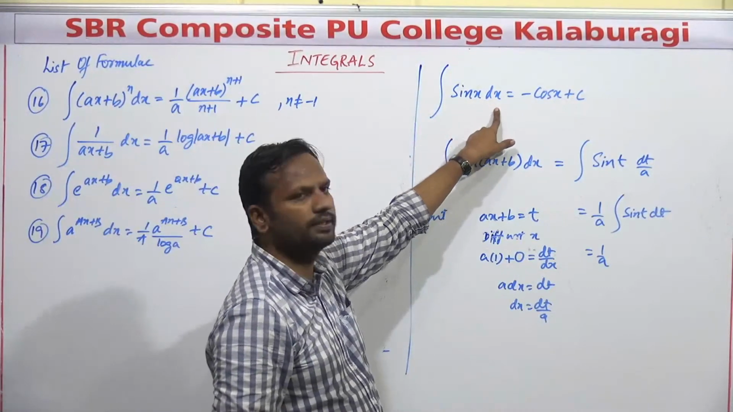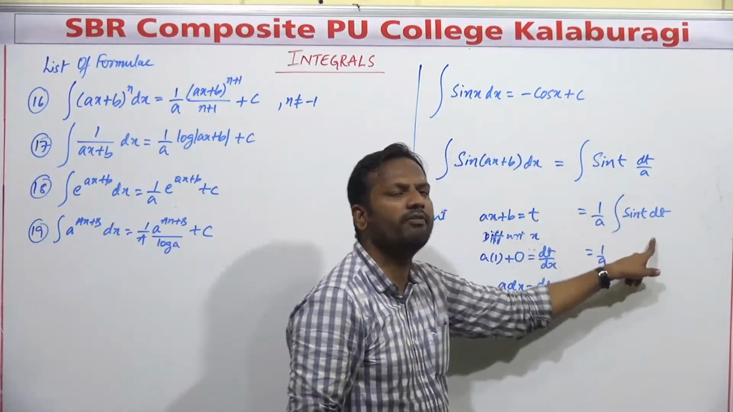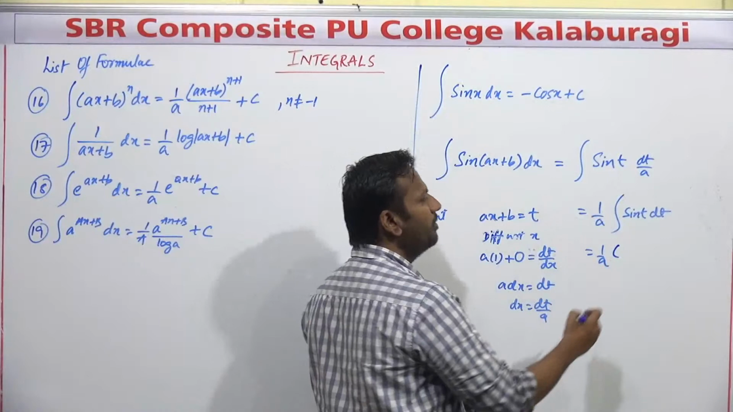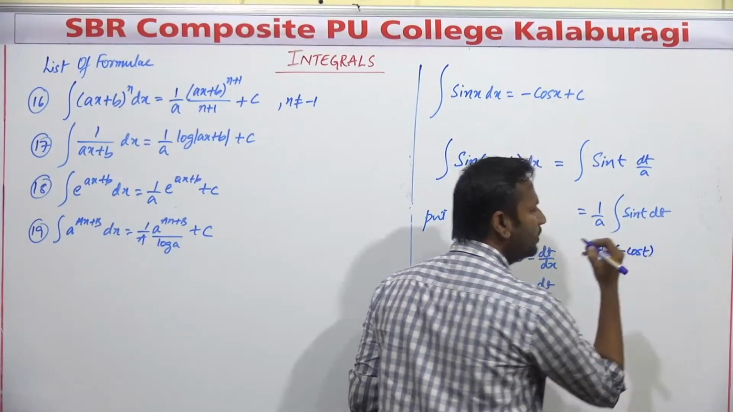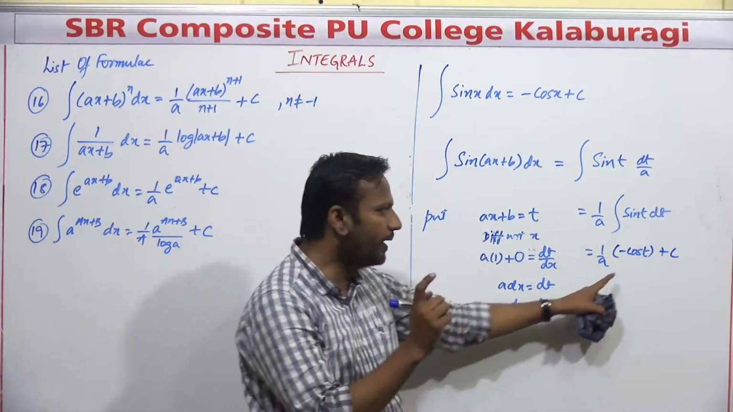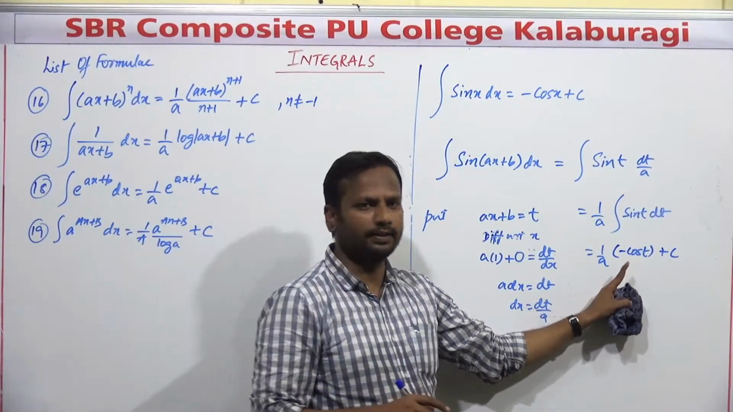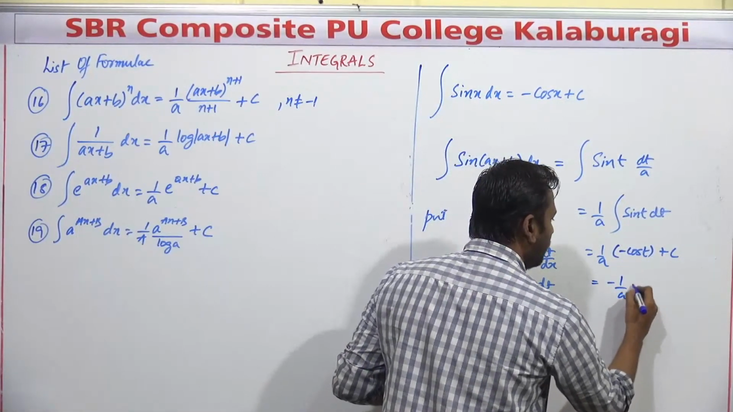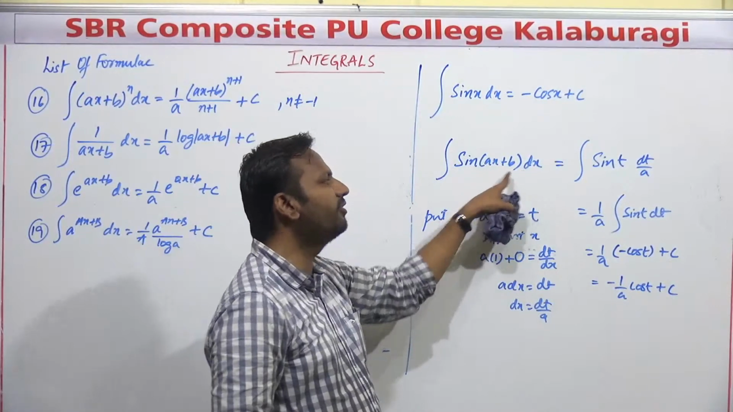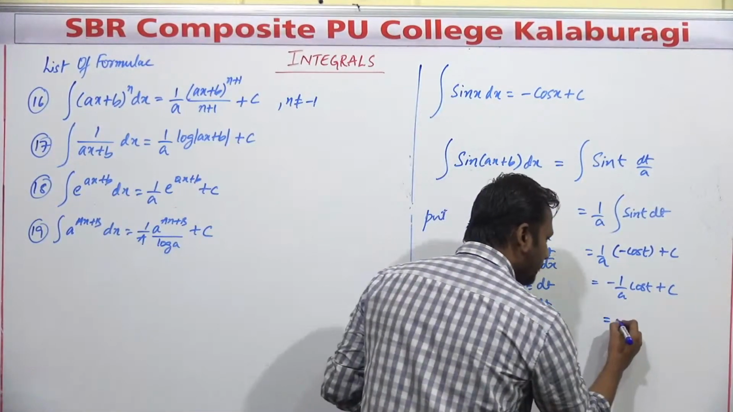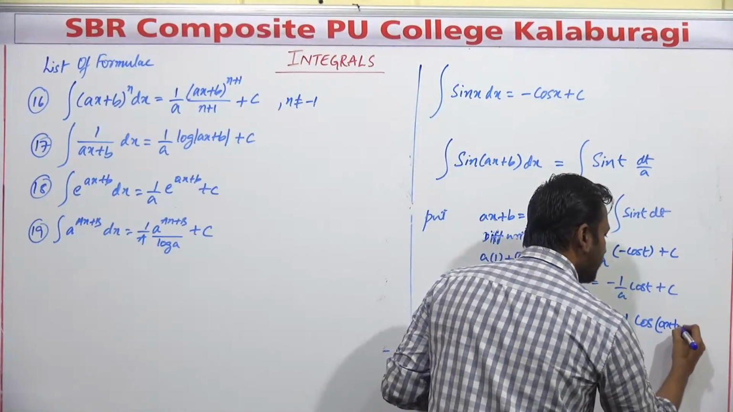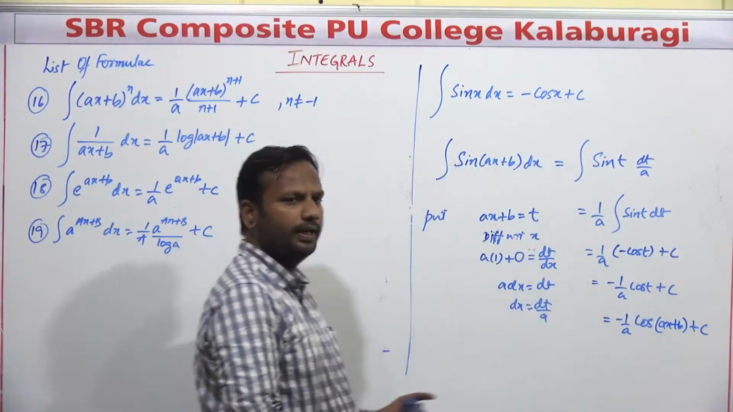What is the integration of sin x dx? It is minus cos x, with respect to x. Here we have it with respect to t. So the integration of sin t will be minus cos t plus c. I told you, wherever minus is there, put the bracket. So what happens now? Minus 1 by a cos t plus c. Got it now? But we need the answer in the form of x. They have asked with respect to x. So again you replace t as ax plus b, plus c, right?